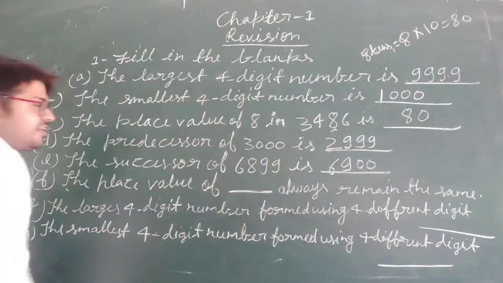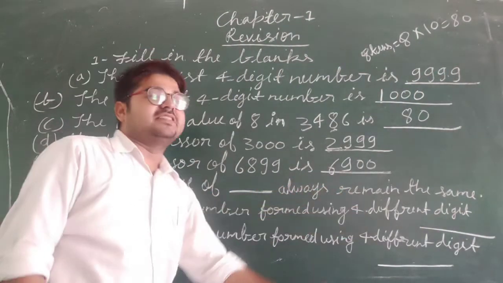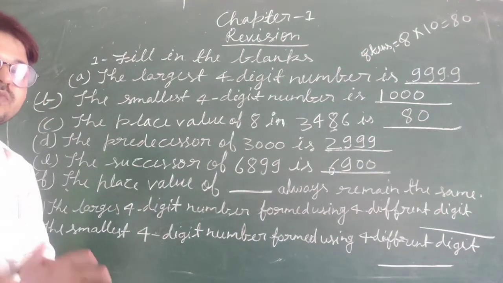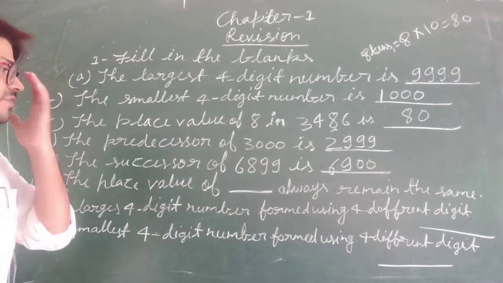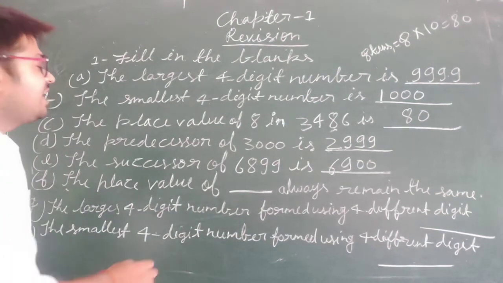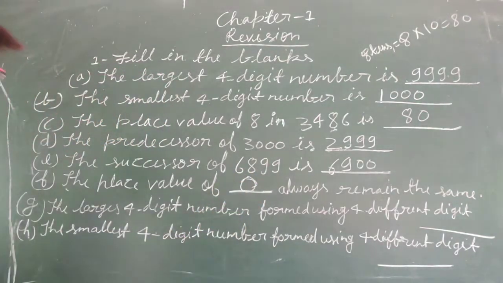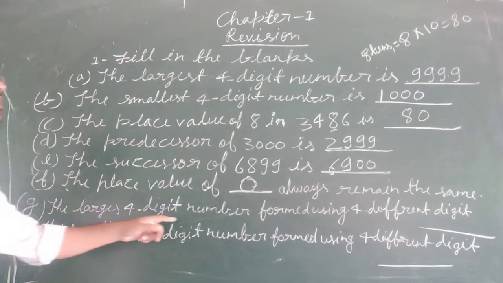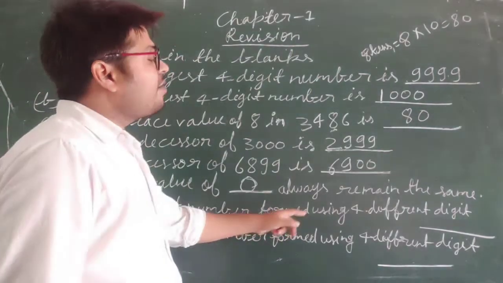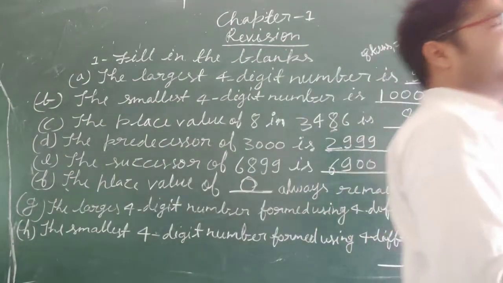The place value of dash always remains the same. There is only one number whose place value always remains the same, that will be 0. Okay, 0.